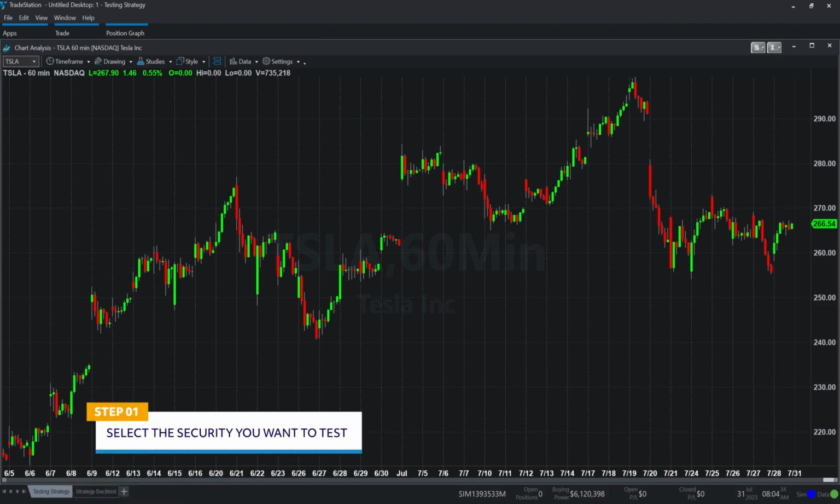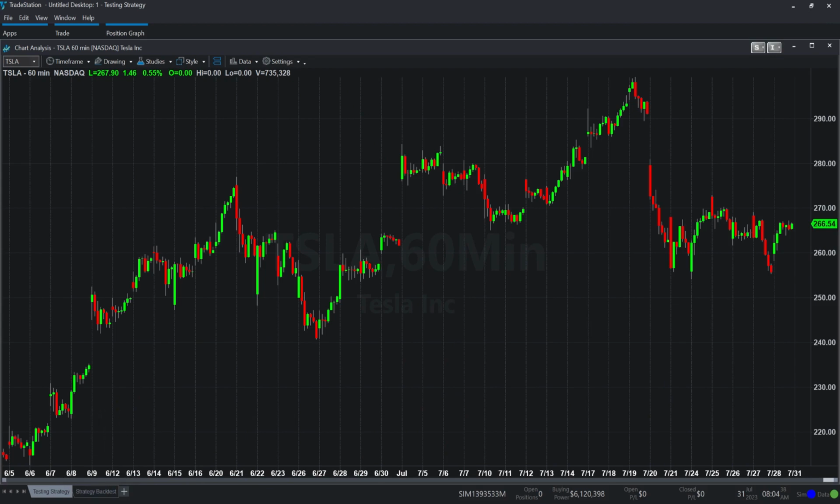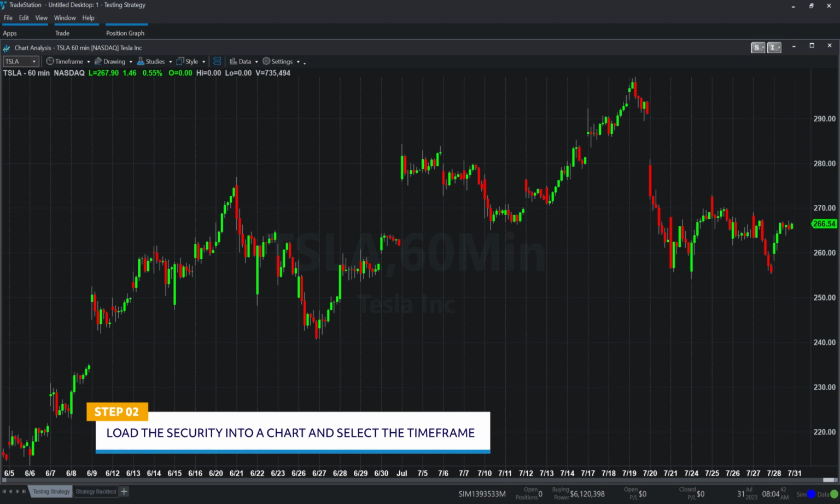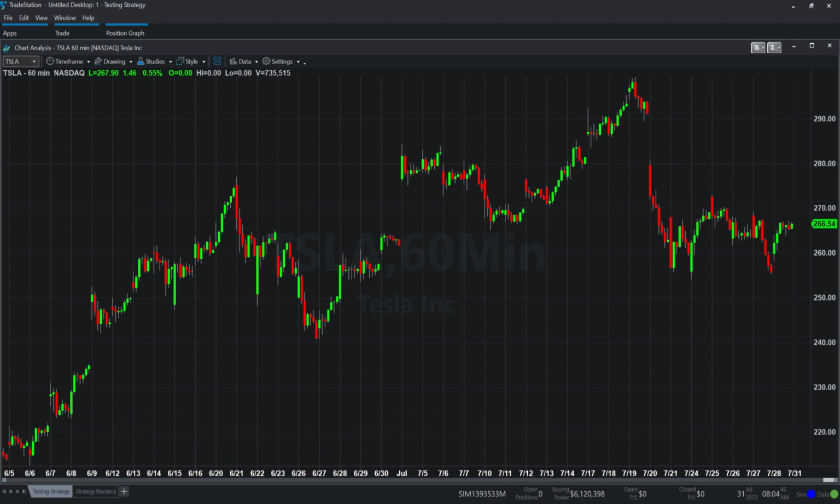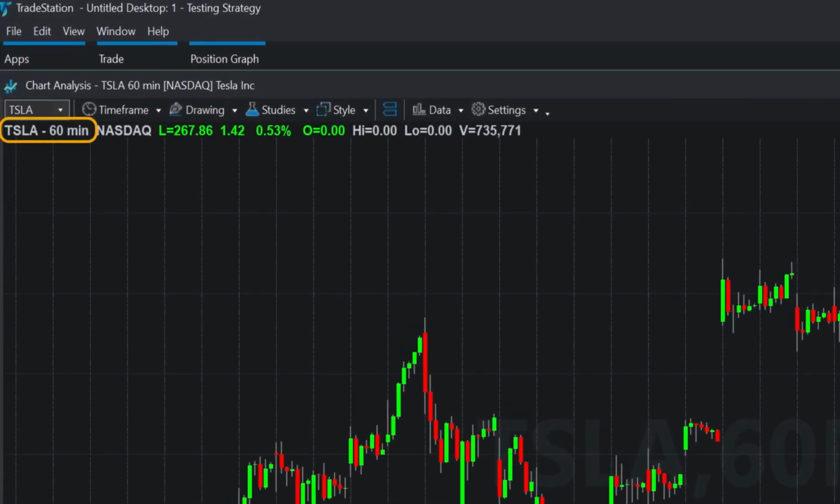First, select the security you want to test. You can test your trading strategy against any security that TradeStation offers. Load the security into a chart and select the time frame on which you want to test the strategy. Let's work through an example. Here is Tesla on the hourly chart.